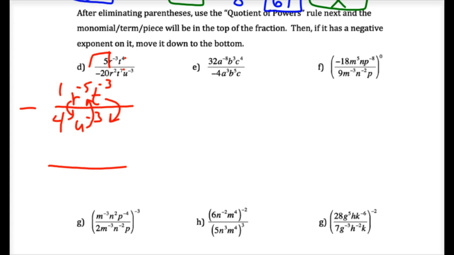Anybody think they can write the answer? That's tricky. Briggs, give it a shot. U to the third power over negative 4 times r to the fifth power times t to the third power. Done.